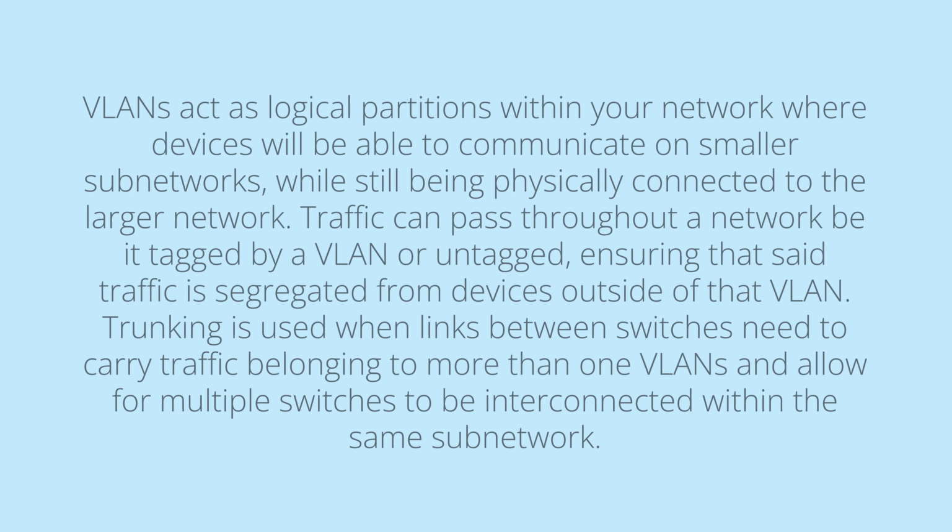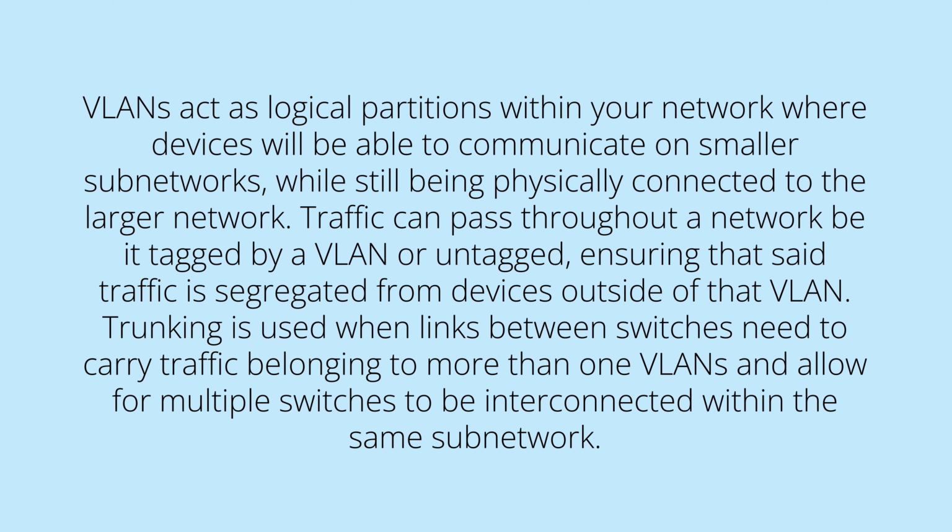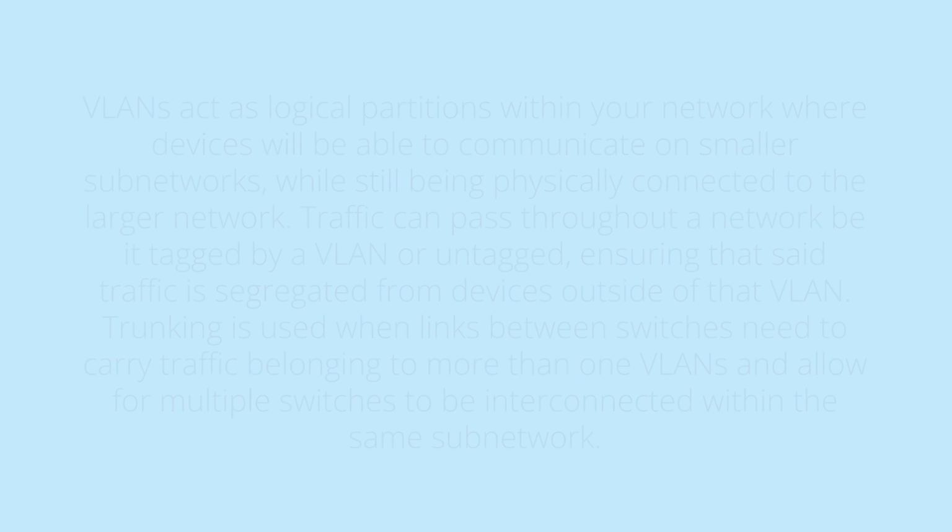To briefly explain VLANs, VLANs act as logical partitions within your network where devices will be able to communicate on smaller subnetworks while still being physically connected to the larger network. Traffic can pass throughout a network, be it tagged by a VLAN or untagged, ensuring that traffic is segregated from devices outside of that VLAN. Trunking is used when links between switches need to carry traffic belonging to more than one VLAN, allowing for multiple switches to be interconnected within the same subnetwork.